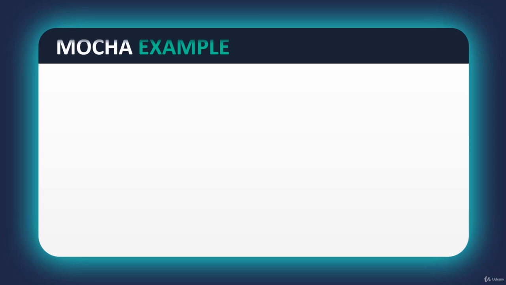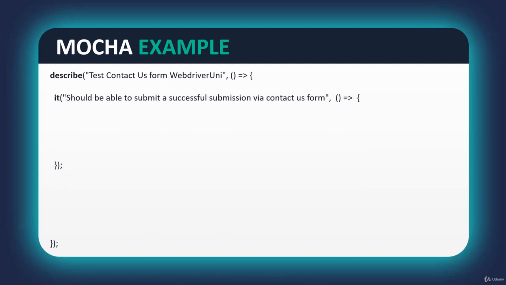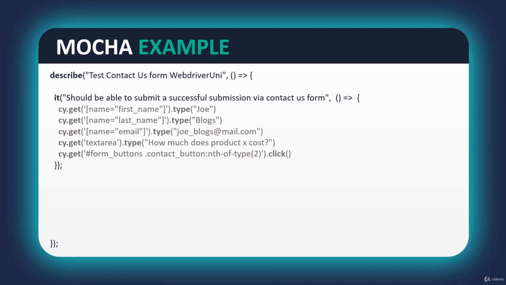So now let's have a look at an example. So first of all, we have our describe block, and the description is test contact us form WebDriver unit. Then we have our it block, and the individual test is should be able to submit a successful submission via the contact us form. And as you can see, inside that it block, we are calling our Cypress commands to perform the given test actions.